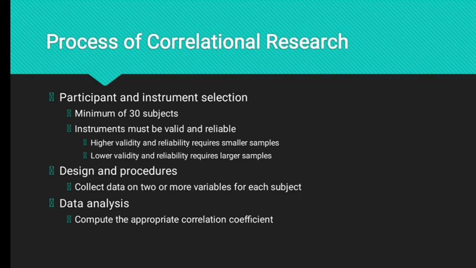And next, the second one is direction. Direction has two points, positive and negative. In positive, high scores on the predictor are associated with high scores on the criterion. Low scores on the predictor are associated with low scores on the criterion. In negative, high scores on the predictor are associated with low scores on the criterion, and low scores on the predictor are associated with high scores on the criterion.